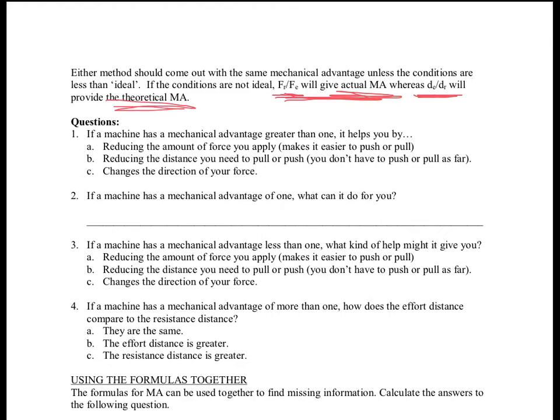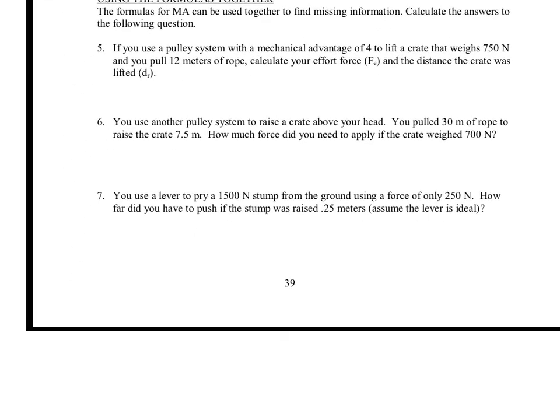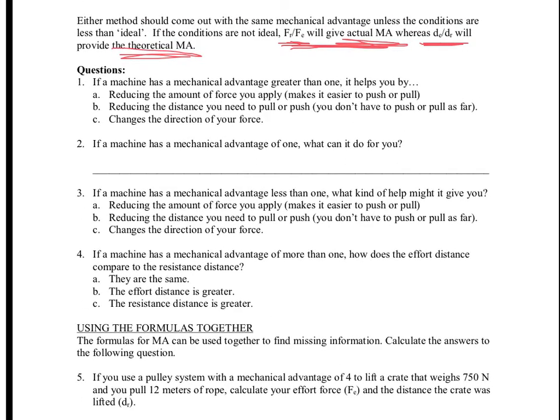Okay, so now we're going to go through some of these questions, and I will be picking and choosing ones for you to do on your own, and then we'll work some of them together. So number 1, if a machine has a mechanical advantage greater than 1, it helps you by doing which of these 3 things? A, reducing the amount of force you apply, makes it easier to push or pull. B, reducing the amount of distance you need to push or pull. Or C, changes the direction of your force.